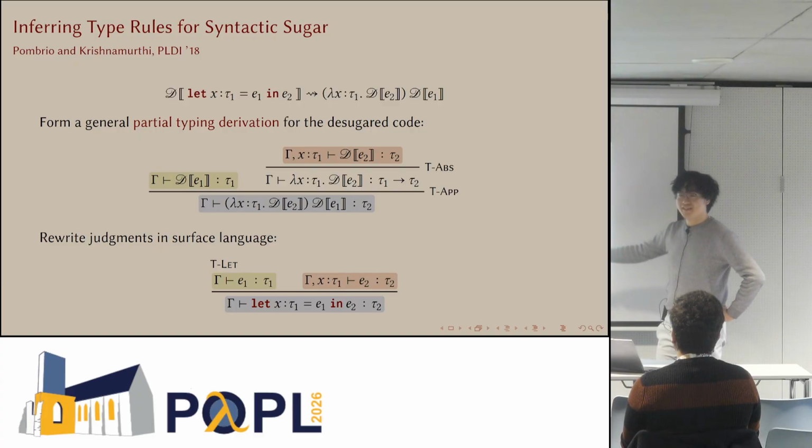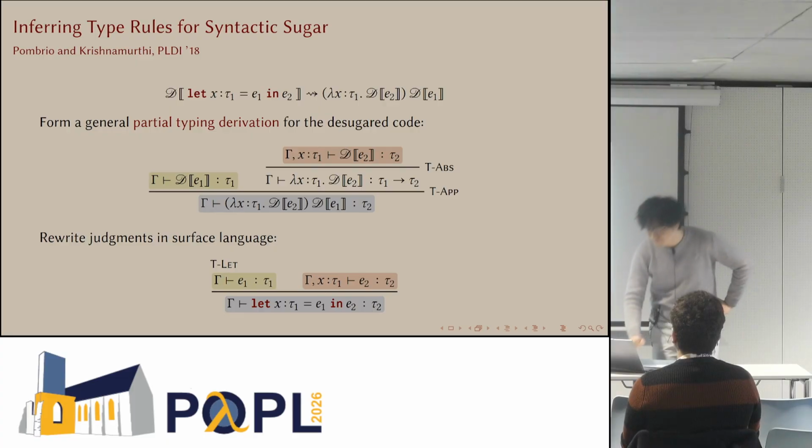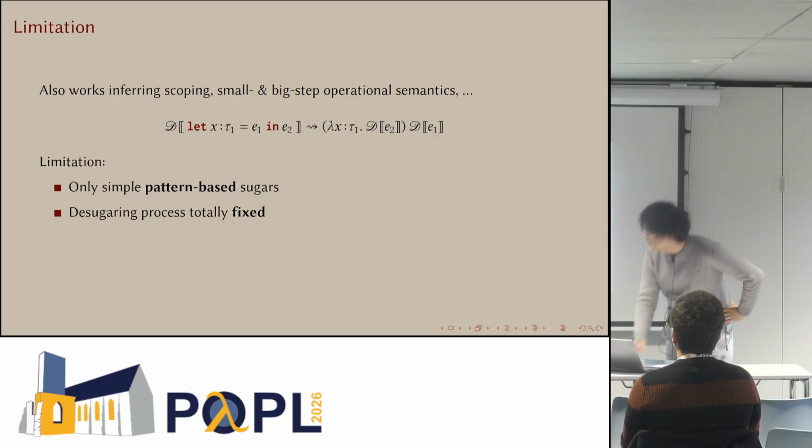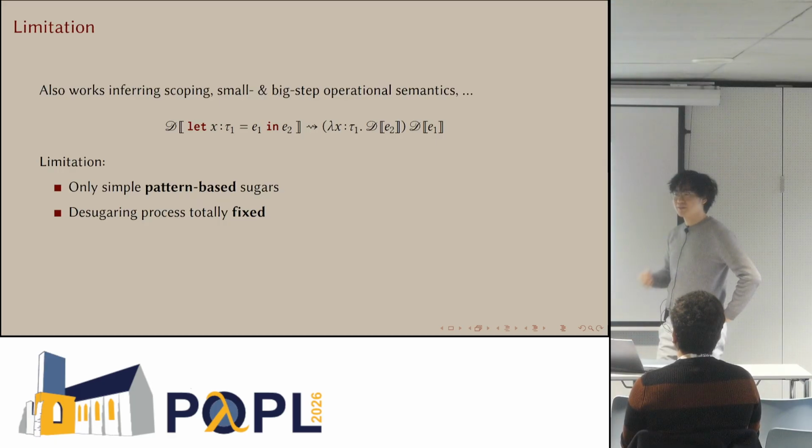So there is a one-to-one correspondence between the collected judgments and the inferred rule. And we can see that the inferred rule is just an abbreviation of this partial typing derivation, which is general enough to capture all instances of typing derivations of desugared lets. And this is how they do it. And there are also similar works trying to infer not only typing, but also scoping or big-step or small-step operational semantics from the desugaring rules, quite like how they did before.